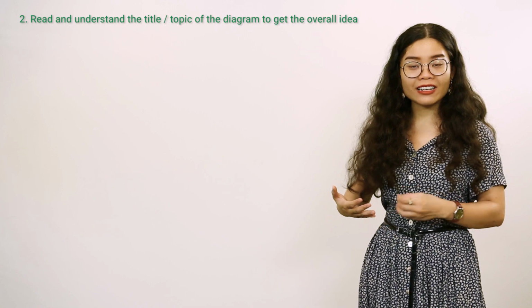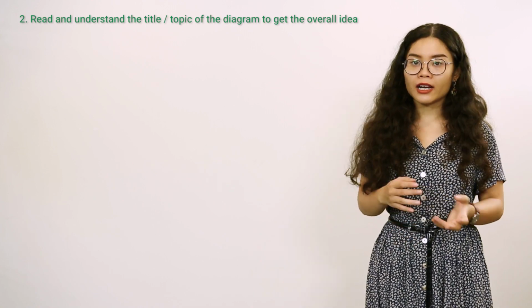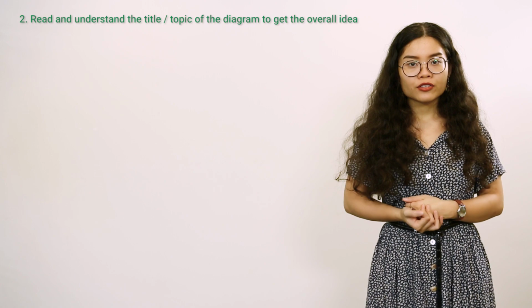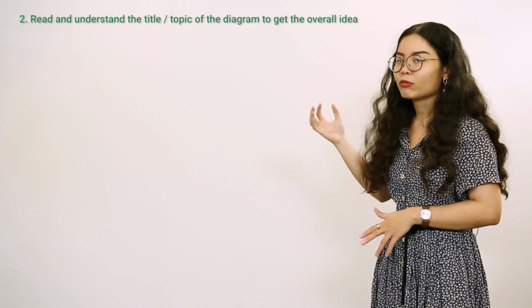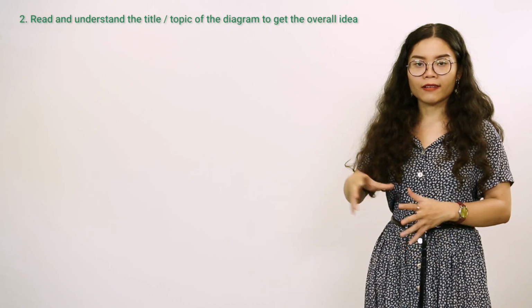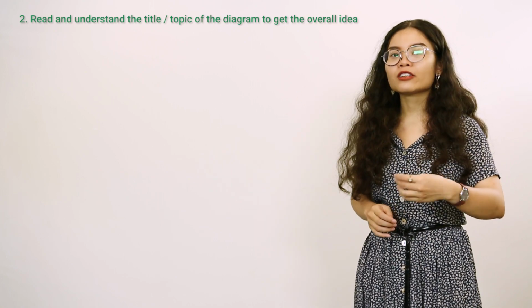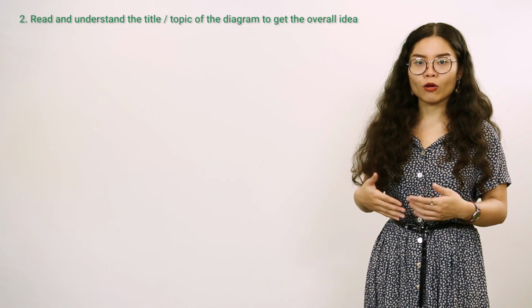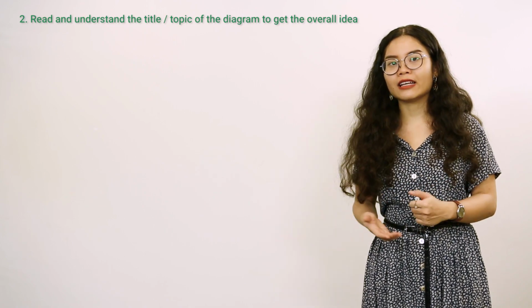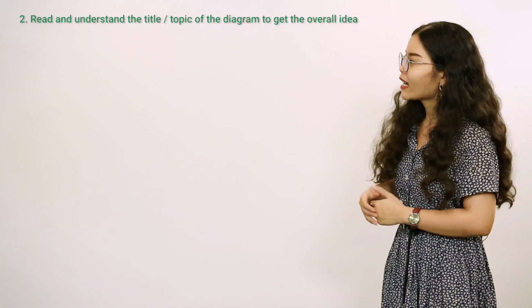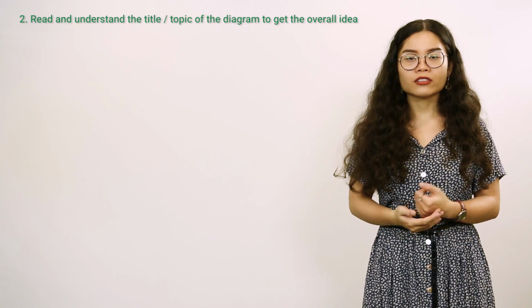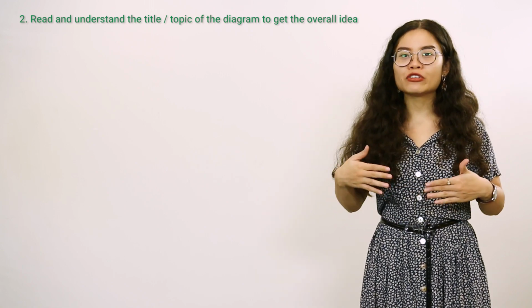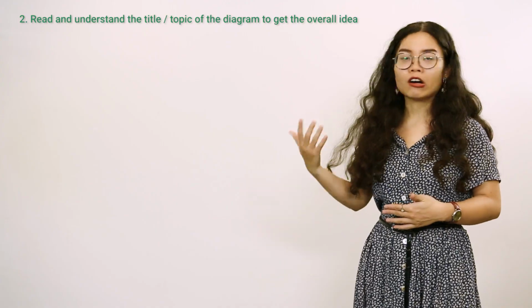Then we'll jump to the next step, which is to read and understand the title or the topic of the diagram. So what does the topic or the title talk about? This one talks about a float project, like the operational cycle of something. Reading the title is going to give you the overall, general understanding of the diagram, so that you can know what kind of information you're going to identify in the listening audio, so that you don't miss out or become too overwhelmed when the audio turns on.